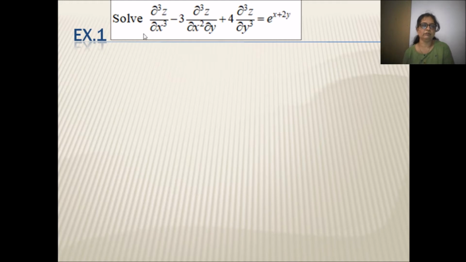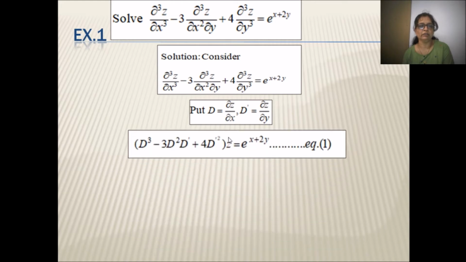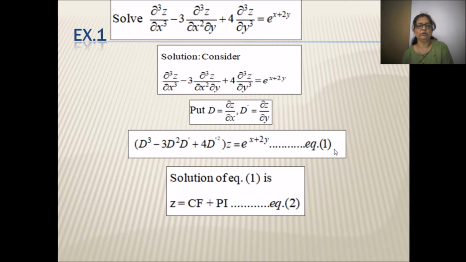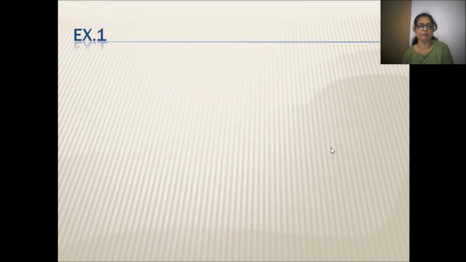Now we discuss one problem on this case. Consider the given equation. Then by substituting del z by del x equal to D and del z by del y equal to D dash in this equation, we write it down in the symbolic form. This equation 1 is the symbolic form. Then the solution of this one is given by z equal to CF plus PI, where CF means complementary function and PI means particular integral.